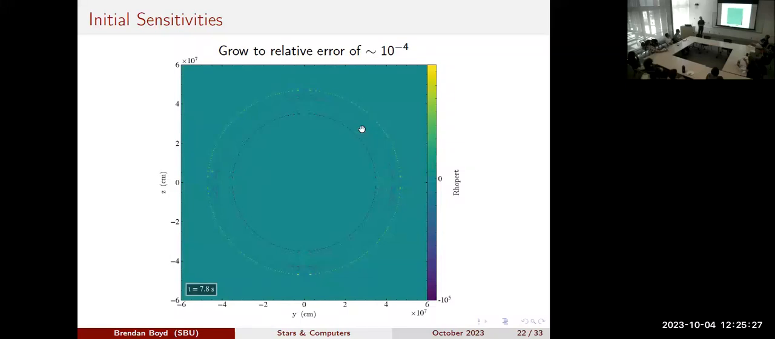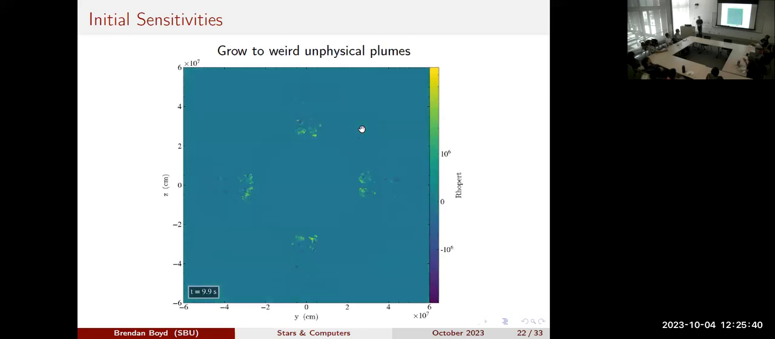If we advance in time a little bit, now we have a few rings moving out. That's not great, but we're still at a relative error of like 10 to the minus 4. Maybe this still won't cause any issues. Oh, now we have weird plume things coming in from all the cardinal directions. This is not how convection works. In convection, you have something heated up in the middle, it moves outward and cycles around. There should be nothing falling onto our simulation.